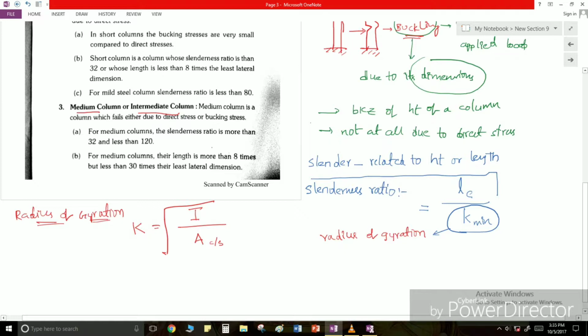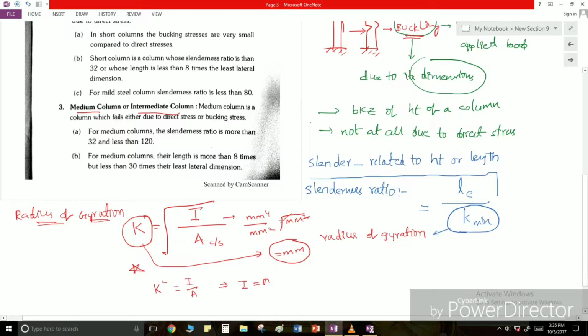And what is the unit of k? The unit of I is mm to the power 4, the unit of area is mm square, so we get mm square, and under root we get mm. So the unit for radius of gyration is mm. Radius of gyration will always be denoted in mm.